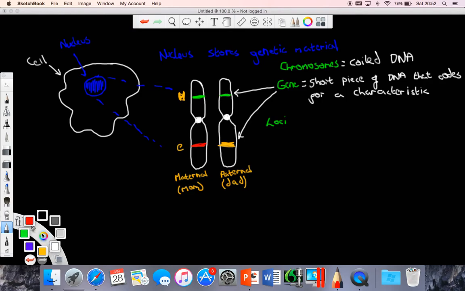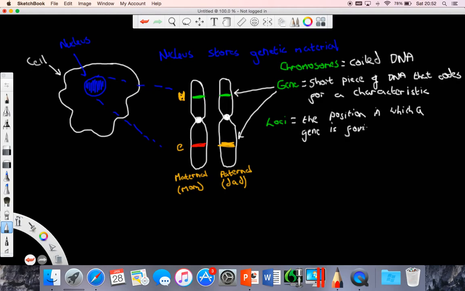Loci. Loci can be defined as the position in which a gene is found on a chromosome. Okay? So, we've got the nucleus in the cell, which contains genetic material.